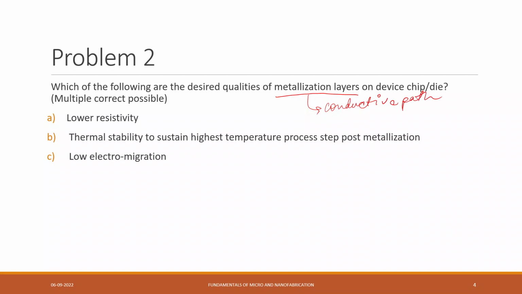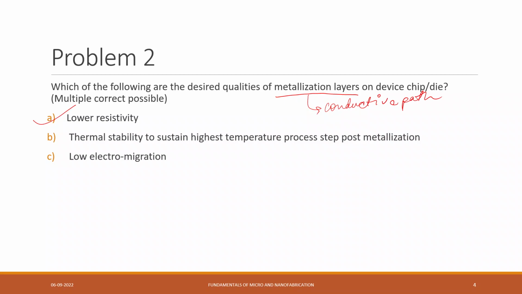So the first option is lower resistivity. The prime purpose here is to get a conductive path, so lowering of resistivity is one of the important aspects of such devices. If it's low resistivity, these channels will have lesser resistance towards current movement. So low resistivity is an important factor. Heat won't be generated much, so lowering of resistivity is one of the desired qualities.